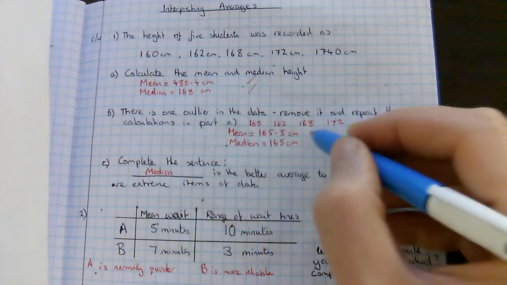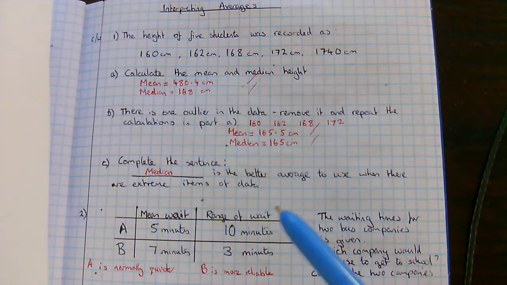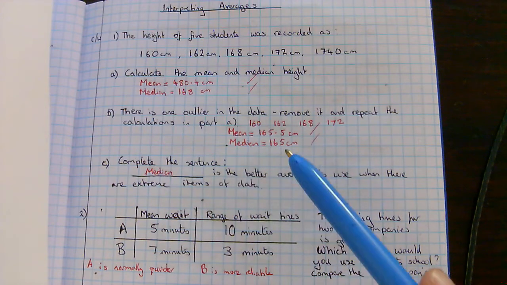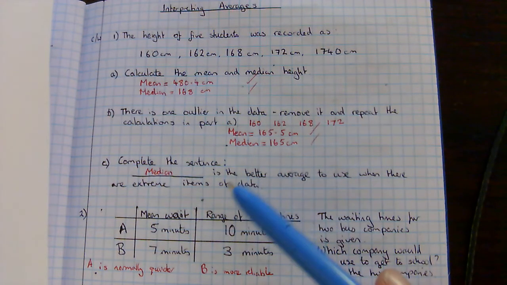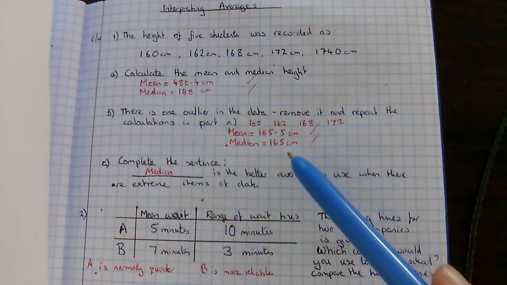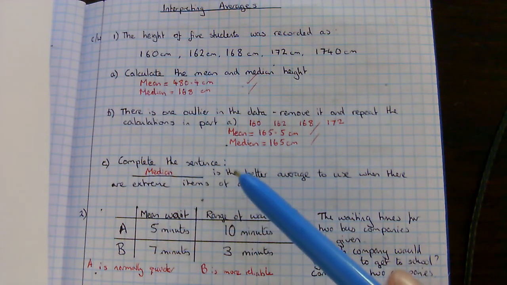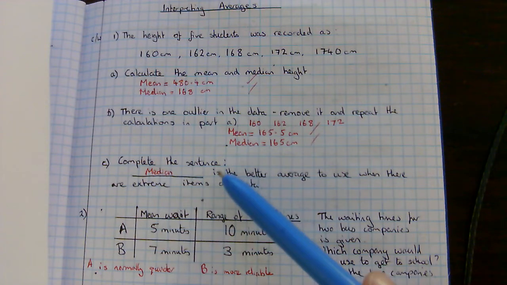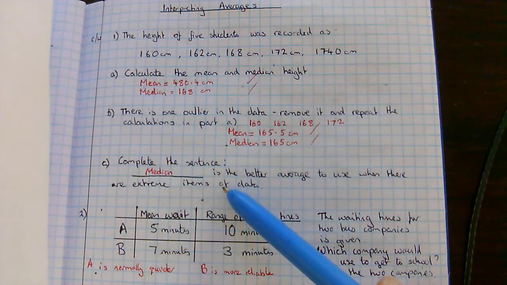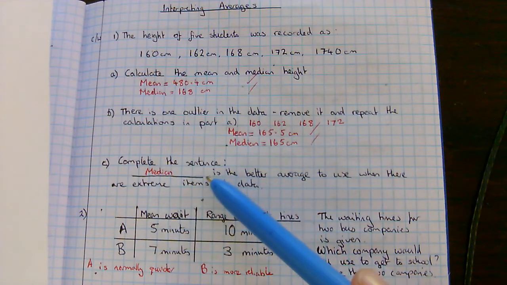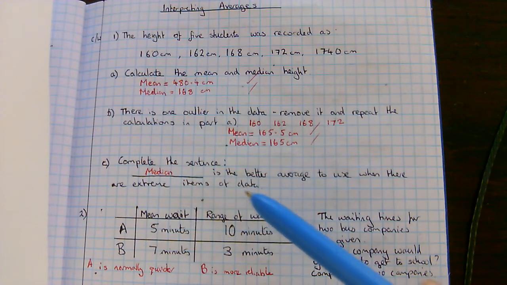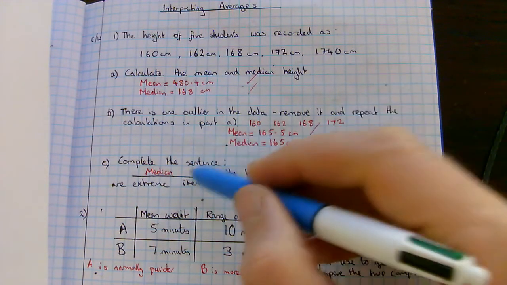So if you've got an extreme item of data, like you've got Bill Gates, who's the world's richest man, you might be better off using the median as your average because it's not going to be nearly as swayed by having a really big data item or a really small data item as the mean is. So the median is the better average to use because the mean is too swayed by any outlier data items.